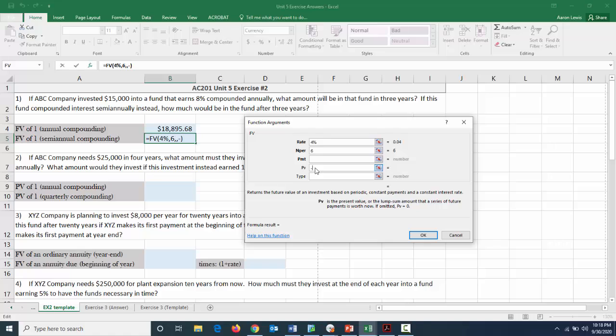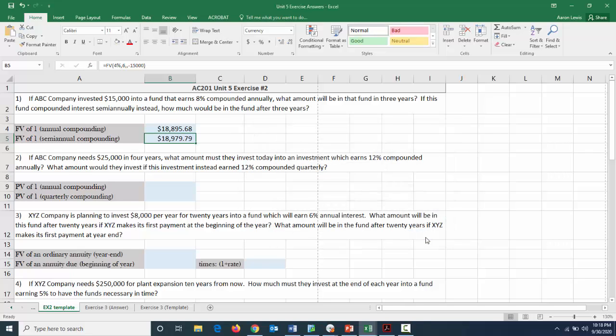And then again, the amount that we're putting in today is $15,000. Let's make that number negative. And that comes out to be $18,979.79. You see that is higher than it would be with annual compounding. Always true. The more frequently an investment compounds, the more of a return you get if everything else is equal. The overall annual rate, the length of time you have it in there, and how much you invest.